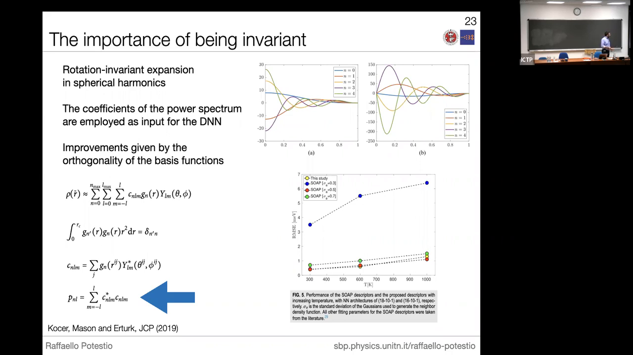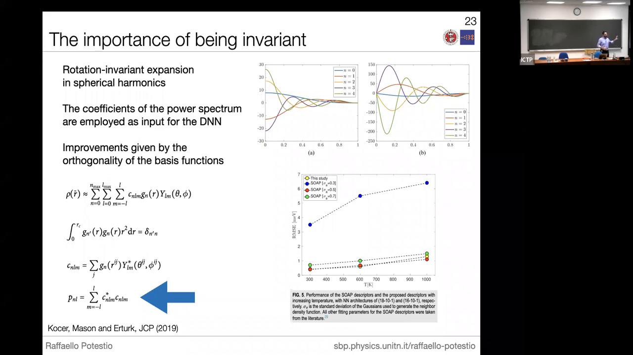In this manner, you have carried out part of the job that in principle the network would have to carry out, and this allows you to obtain more accurate results in, for example, the calculation of the energy of a molecule based on its structure, because you are passing better, higher quality information about the structure to the network.